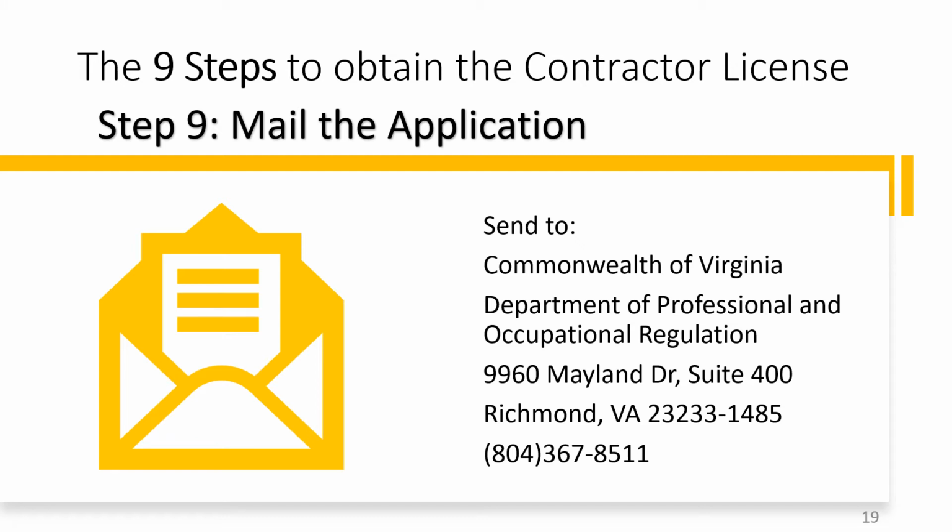Step 9. Mail the application. You must mail the application to the Commonwealth of Virginia Department of Professional and Occupational Regulation. The address is listed as 9960 Maylands Drive, Suite 400 in Richmond, Virginia 23233, and the phone number is 804-367-8511.